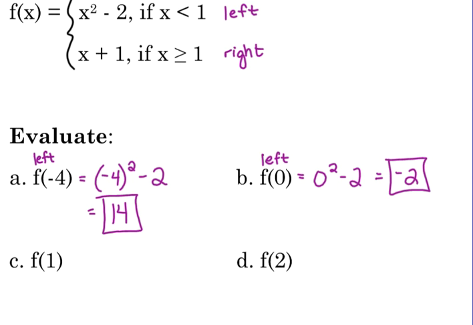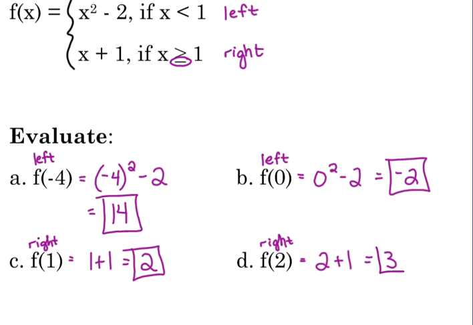Okay, f of 1. Which piece do we plug that into? The left one or the right one? The right, because the right is the one that has the equal to under it. So this goes into the right piece. So we've got 1 plus 1, that gives us positive 2. And f of 2, that goes into the right as well because 2 is greater than 1. So we've got 2 plus 1, that gives us 3.